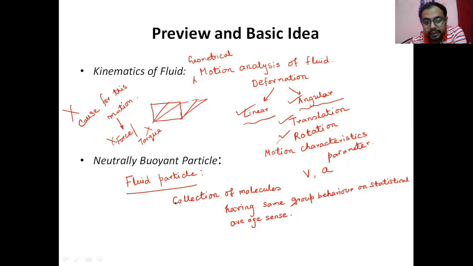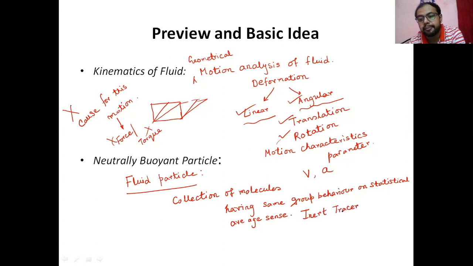Again, I'm telling you, for the fluid particle, we are considering a fluid having an enormous number of molecules. The molecules, in a statistical average sense, have some sort of group behavior. This kind of concept is taken as the fluid particle. It behaves like an inert particle.